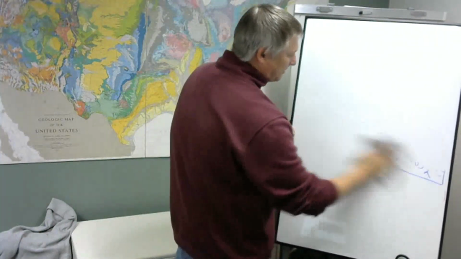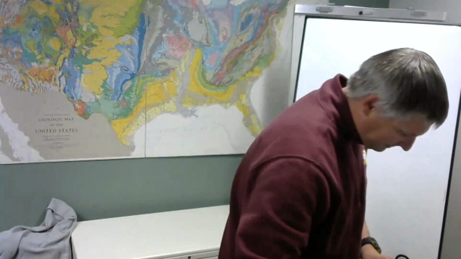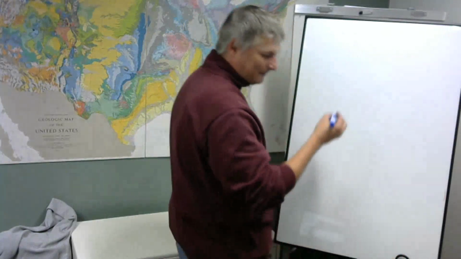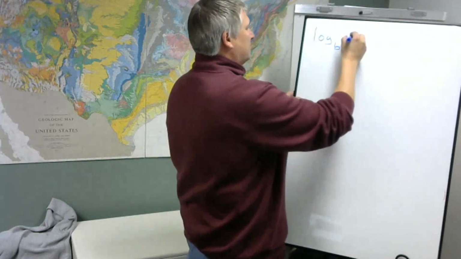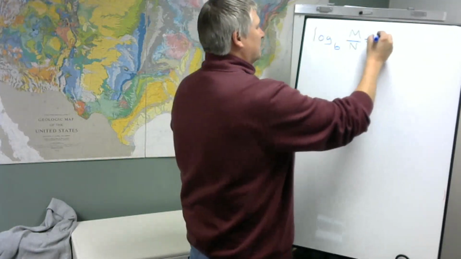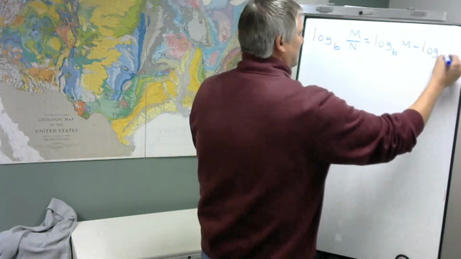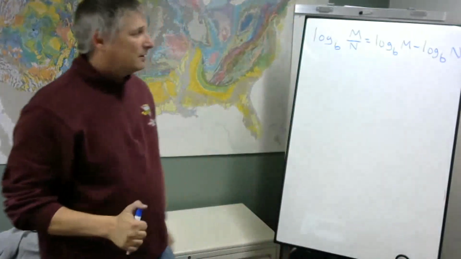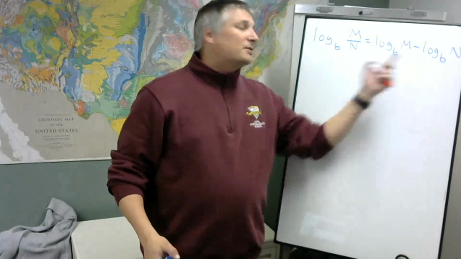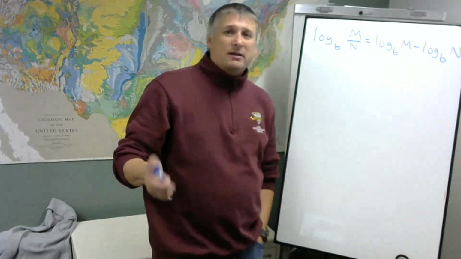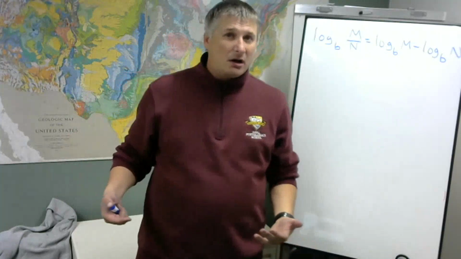So let's take a look at another property. The log base b of m over n is log base b of m minus log base b of n. So this says when you take the logarithm of a ratio, you're going to get subtraction. The logarithm of a product gives you addition of logs, and the logarithm of a division is going to give you a difference of logs.